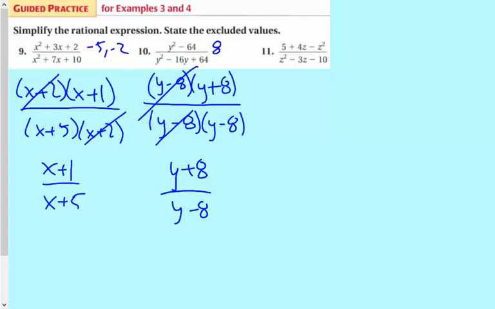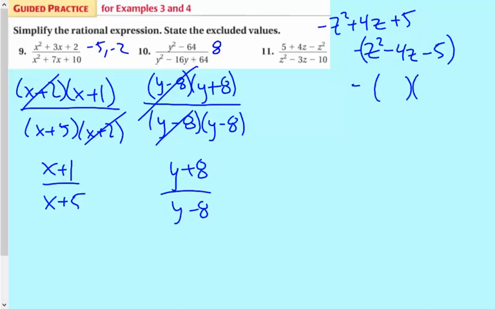All right, this next one I'm going to first start by putting it in descending order. That is something else we've learned this year. Factor out that -1 out of each term because the leading coefficient is negative. And then we can factor. Two numbers that multiply to -5 but add to -4 are -5 and +1. So that's the numerator. The denominator, a little bit easier.